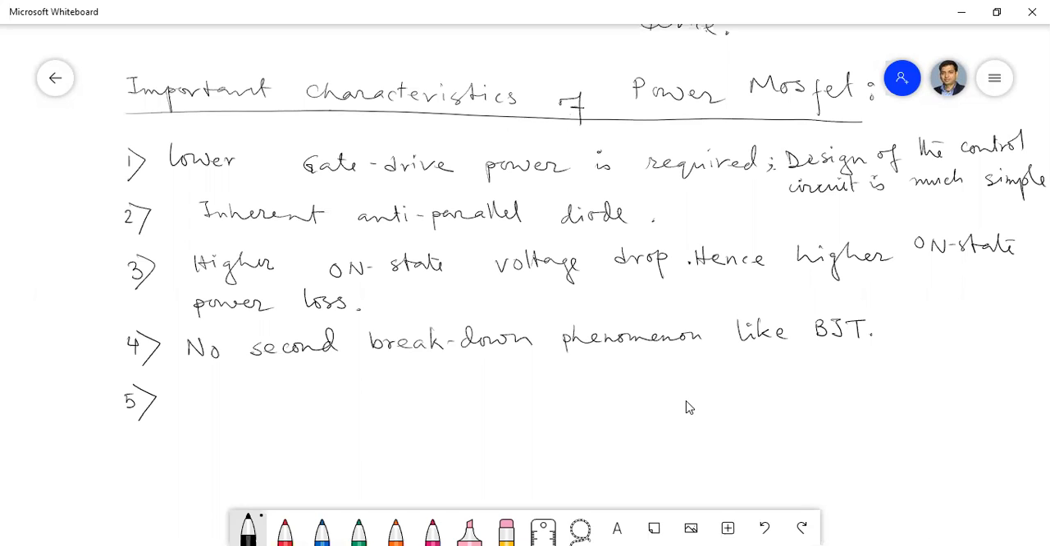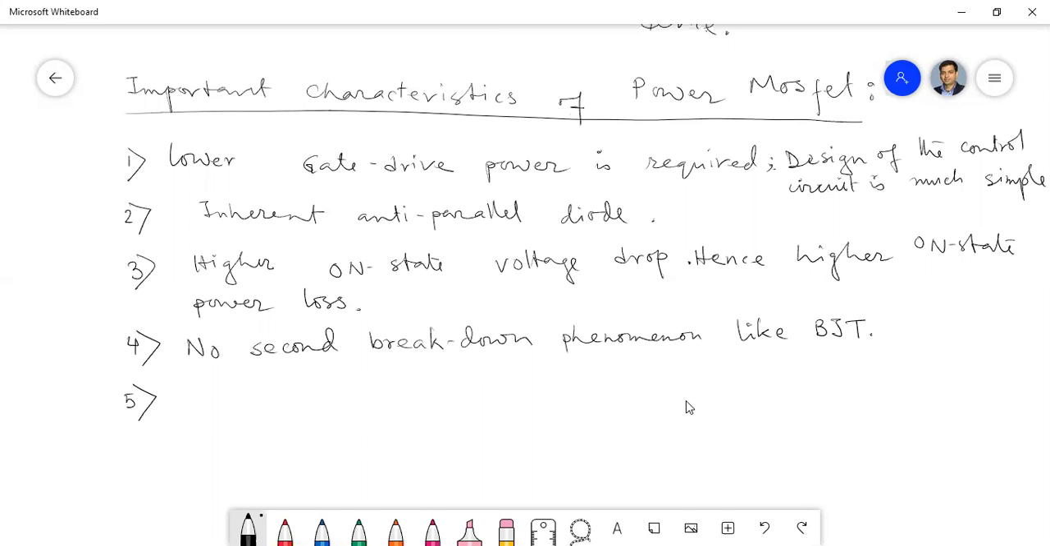Okay, and you have seen that in a power MOSFET, in the on state it behaves just like a resistance, and as the resistance has a positive temperature coefficient, that means the power MOSFET gives a very good thermal stabilization due to its inherent on-state resistance.